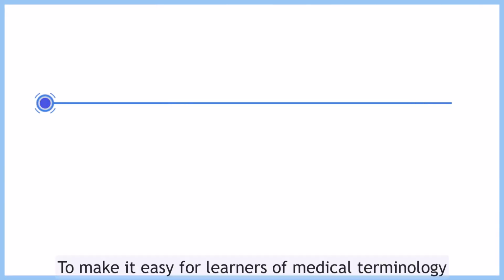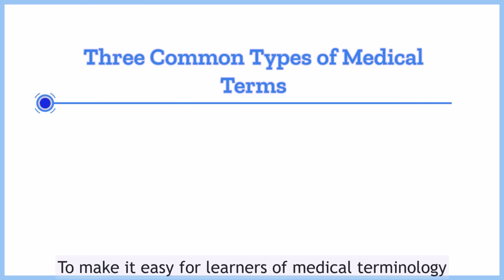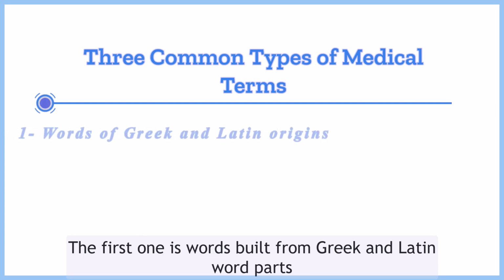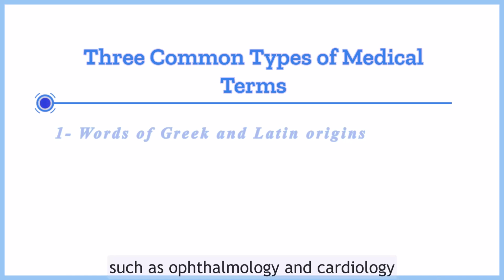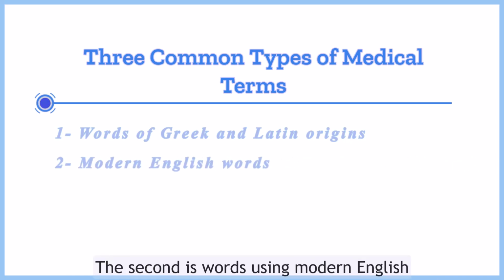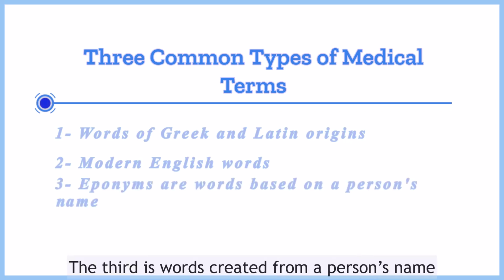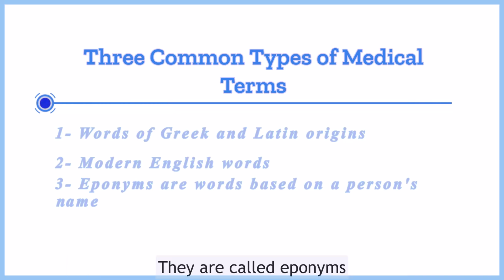To make it easy for learners of medical terminology, 3 common types of medical terms are raised here. The first one is words built from Greek and Latin word parts, such as ophthalmology and cardiology. The second is words used in modern English like CT scan and pacemaker. The third is words created from a person's name. They are called eponyms, for example, Crohn's disease or Hirschsprung's disease.